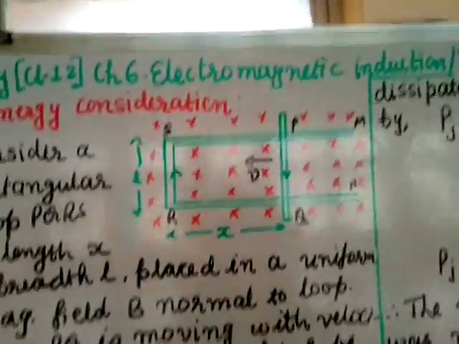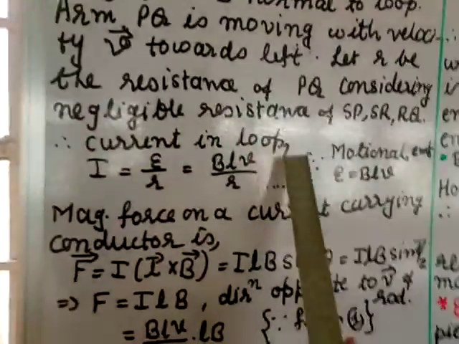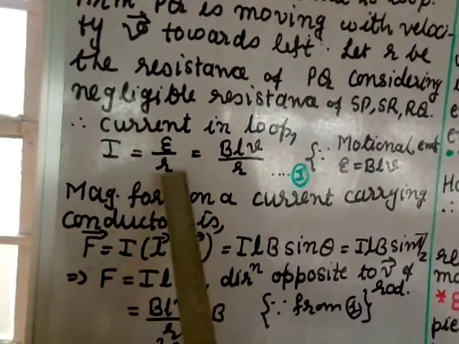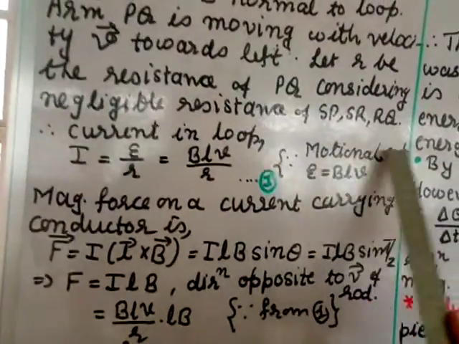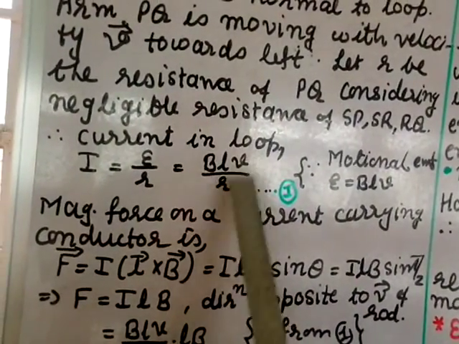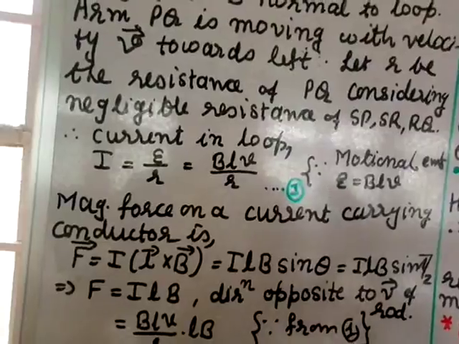And for this current produced by the EMF, we can write I is equal to E by R. This is similar to I is equal to V by R. Then from motional EMF, E value is BLV. So you put E as BLV, divided by R, call it number 1.